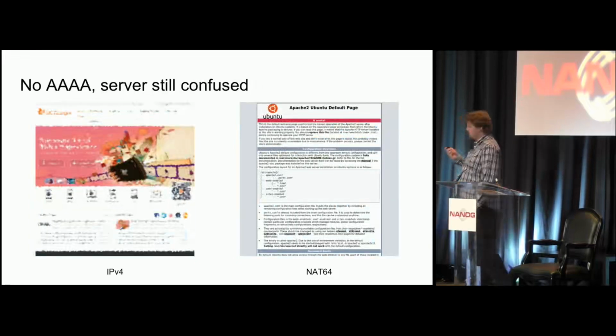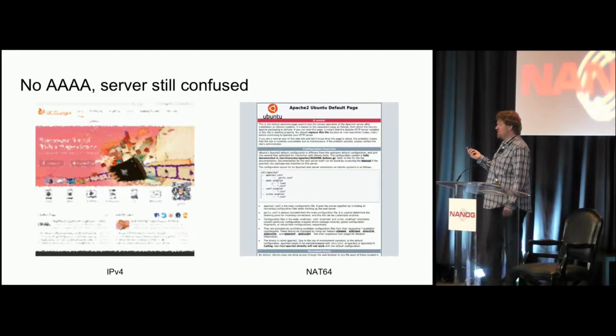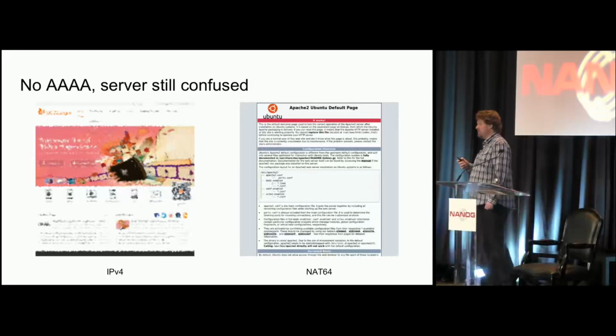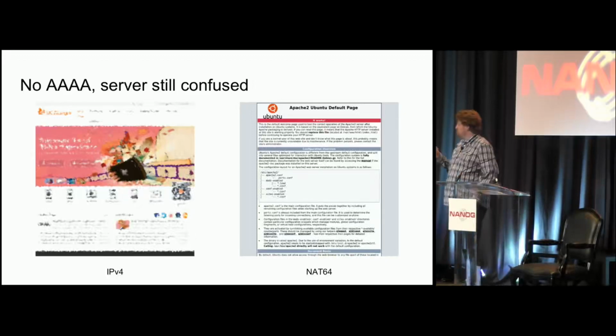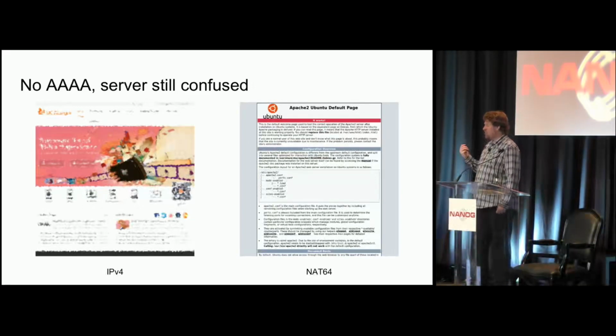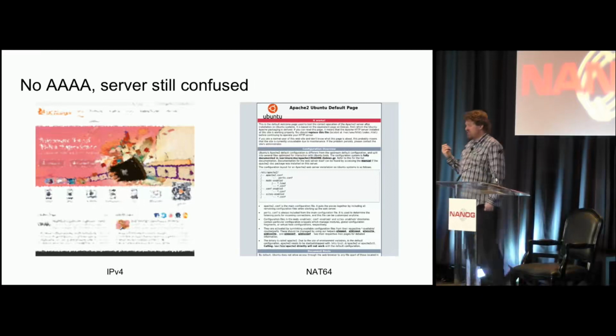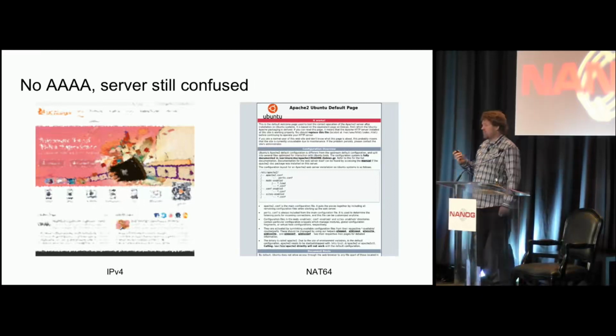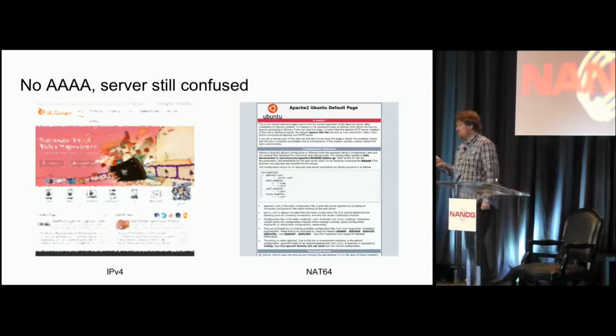This is actually a confusing one. I have no idea why this happened, but this was a website that didn't have a quad A record, so it was v4 only. But if we access it through the NAT64 gateway, we got just the default Apache "this is your Apache web server" page. So this is a confusing one because it shouldn't even notice that there's a difference. So it should have just worked. I still have to debug this one and see what the underlying reason is. But it's one of the cases we ran into.